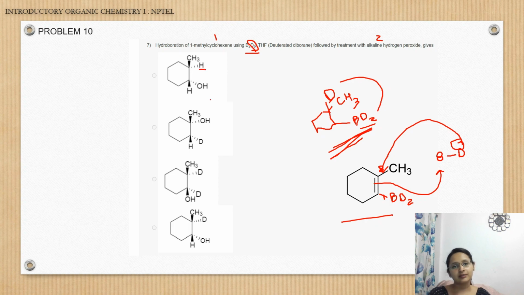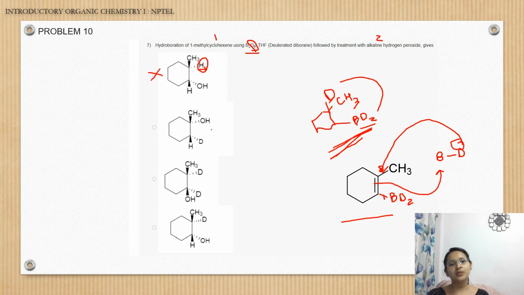So here hydrogen is there. Where is the hydrogen coming from? There is no hydrogen in the system. That is why we can say it is not going to be attached here. This position should be deuterium. That is why it gets neglected. It couldn't be the answer, right?